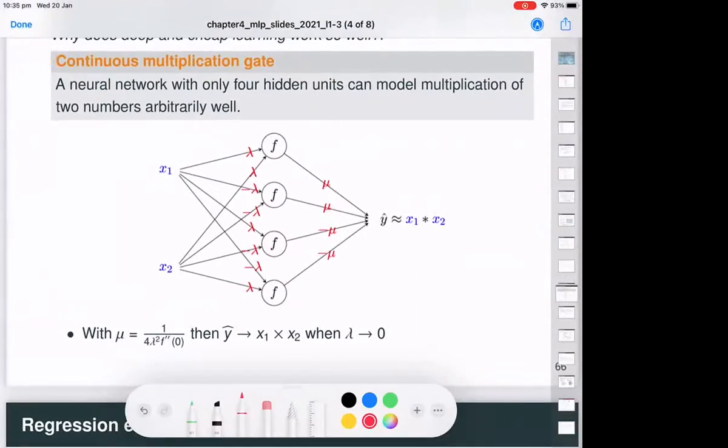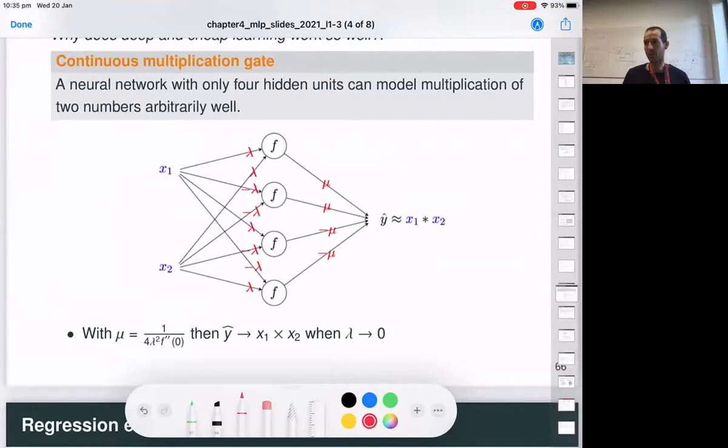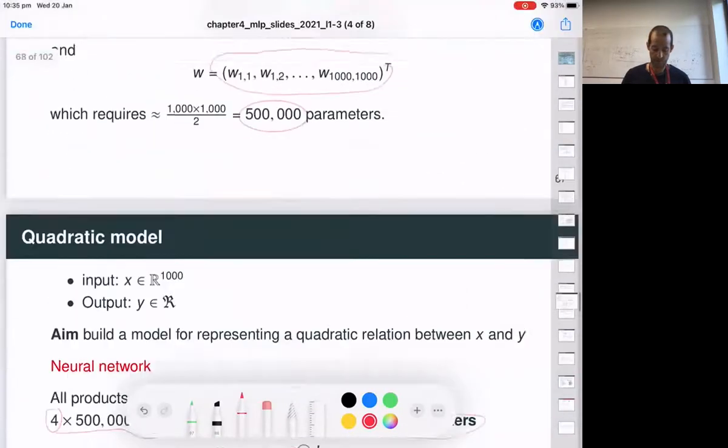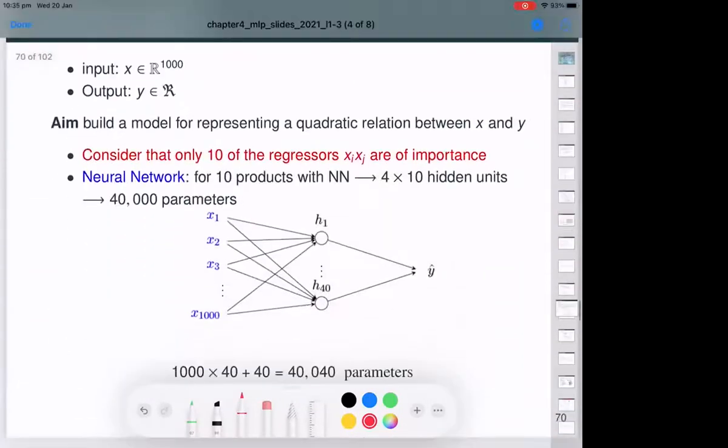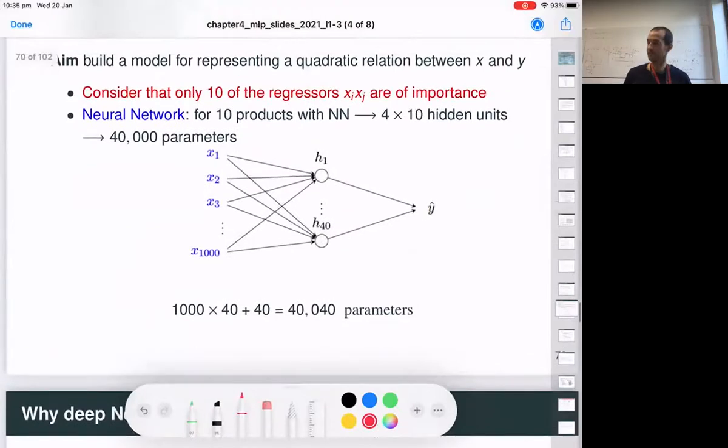Okay, so for the multiplication of 2 numbers, we have this nice result: we just need 4 units, 4 neurons, for multiplication of 2. Thank you. So here is the theorem. Thanks, Joshua, the theorem. Okay, we're kidding, Richard. So we have just 4 times 10 units.